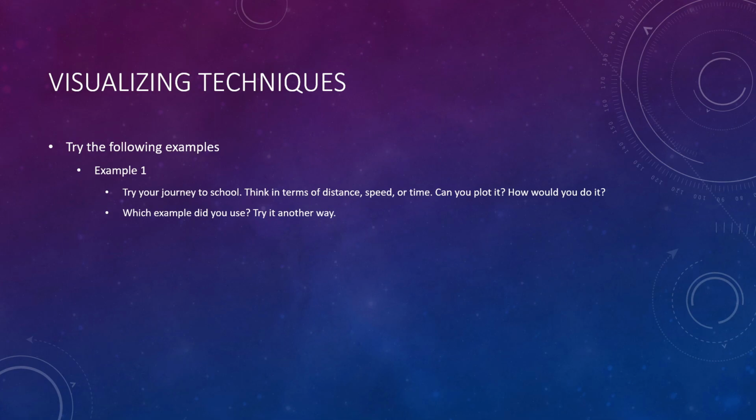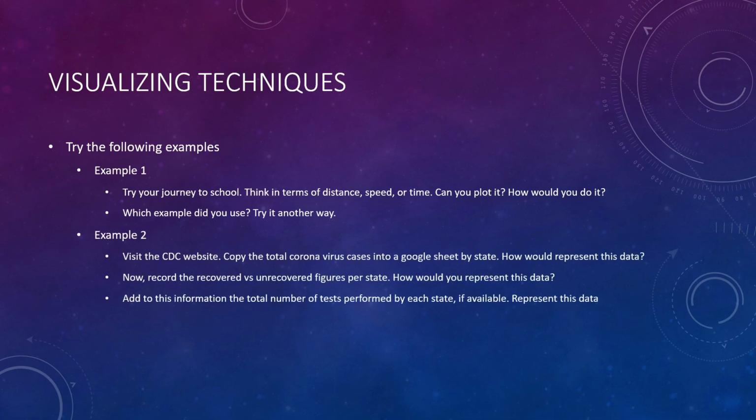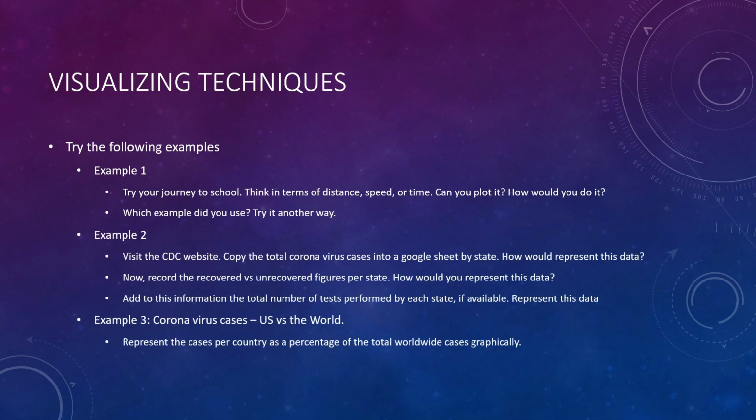I want you to go through these three different examples that you're able to see here. Again, the PowerPoint is available for you on your Google Classroom. You can open that up and have this slide open so you can go back and forth. For example, in example one, look at the journey to your school, think in terms of distance, speed, or time, and I want you to plot it. So, for example, you're starting from home, you're reaching school, you covered 10 miles. You will plot that against time.